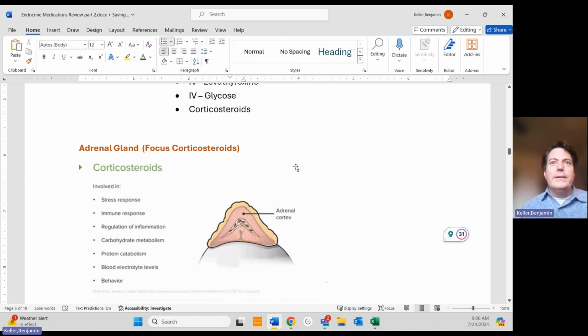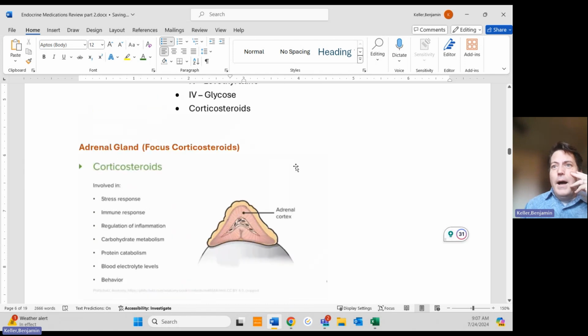But let's move on quickly to the adrenal gland. And these pictures that I have come from Lexicomp, and I really like it for pharmacology if you have a subscription for that.